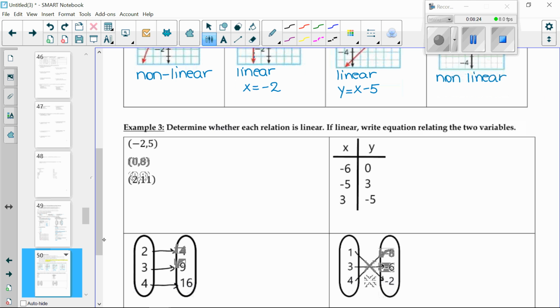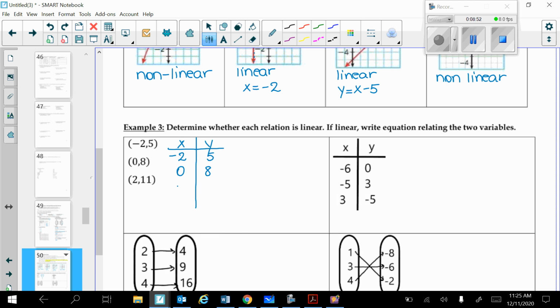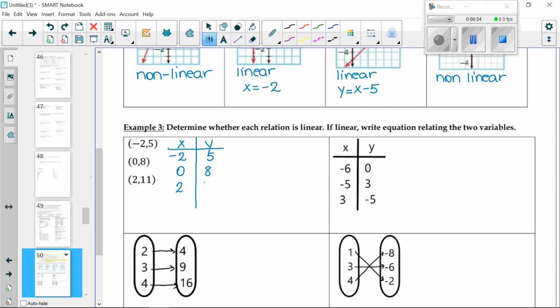Determine whether each relation is linear. If linear, write the equation relating the two variables. Okay, so the way that we can tell that something is linear given a set of points. Let's think about this. I have my values for x and I have values for y. I'm going to put them in a table. So when x is -2, my y value is 5. When my x is 0, my y value is 8. Here it's going up by 2 and this is 11.